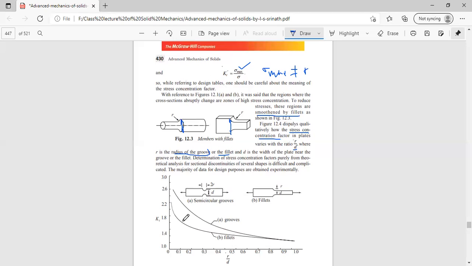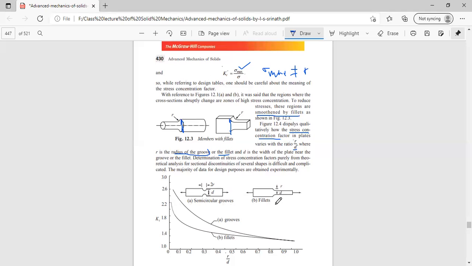These factors are completely different in case of fillet as well as for the groove itself. This is the groove, and this is the fillet itself. This is the fillet of the same ratio, and this is the semicircular groove where there is no fillet, but the radius is all there. Here, R is used as the radius of the particular groove, and here R is used for the radius of the fillet itself. Here, for the groove, the stress concentration factor is quite high, and for the fillet, it is comparatively much less than that.